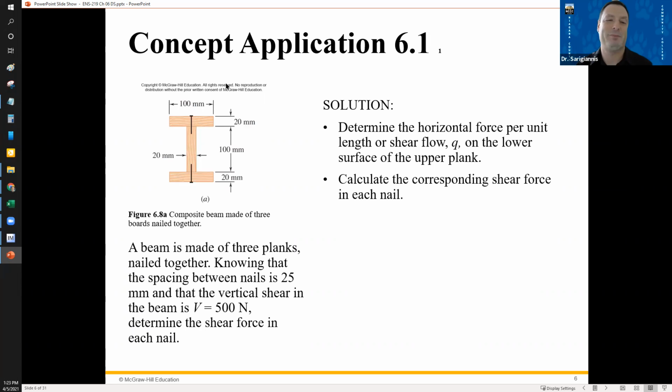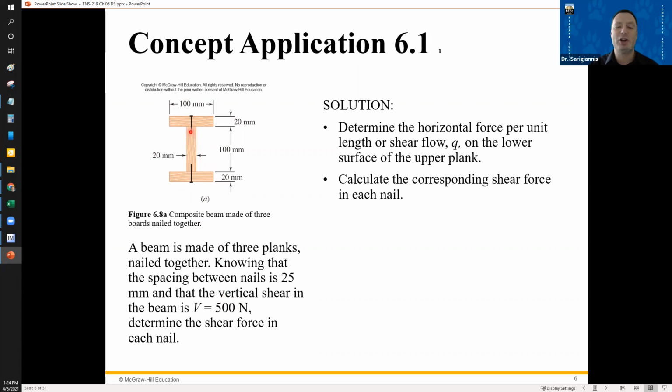It's made of 3 planks, and they're all nailed together, right? One nail up here, one nail down here. The spacing between the nails is 25 millimeters. So this spacing is in and out of the page, right? This beam is coming out of the page towards you and going into the page away from you. You're looking at a cross section, and there's nails every 25 millimeters if you go into the page or come out of the page, right? So you know that, and you also know the vertical shear in the beam is 500 newtons. So in this cross section, in this beam, it's 500 newton vertical shear.